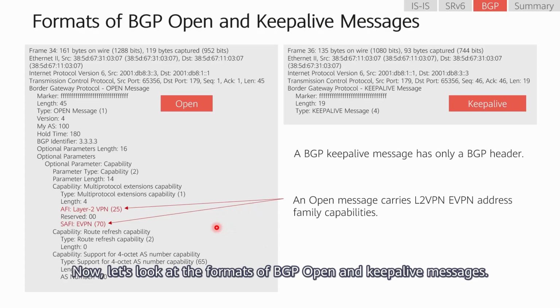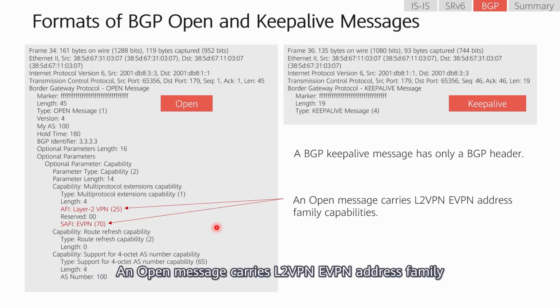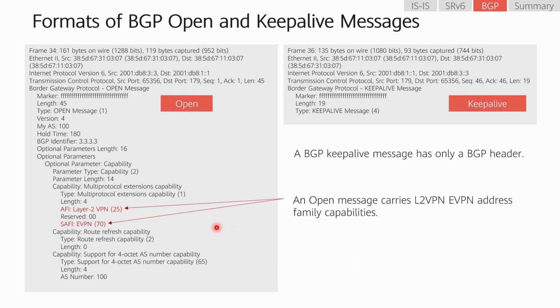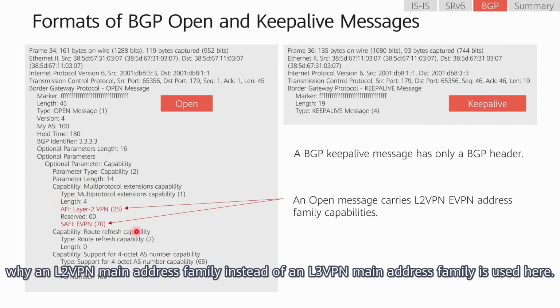Now let's look at the formats of BGP open and keepalive messages. An open message carries L2 VPN EVPN address family capabilities and other capabilities. L2 VPN indicates the main address family type, and EVPN indicates the sub-address family type. Some of you may wonder why an L2 VPN address family instead of an L3 VPN address family is used here.